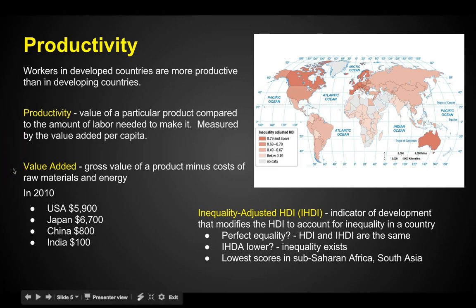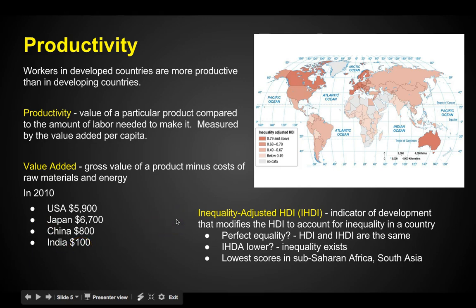Value added is the gross value of a product minus the cost of raw materials and energy. So, for example, if you have a product but it takes a lot of money or materials to get it created, then that's going to be minus the value added. So we look at 2010, the United States has a value added of 5,900, meaning we get a lot more value from the skill and the productivity of the people in our country because we can do more with less. Japan is even more so. In China, there's not tons of value added because people aren't as skilled and it takes a lot more to reach the market. India, same thing.